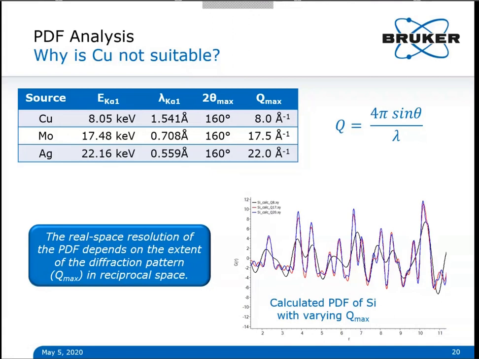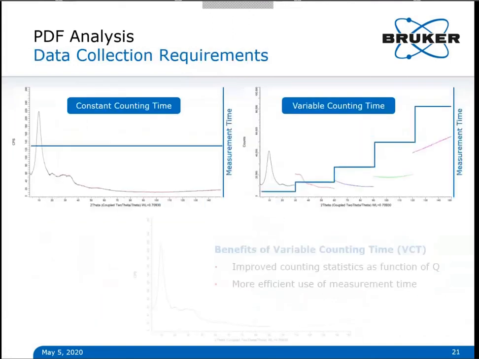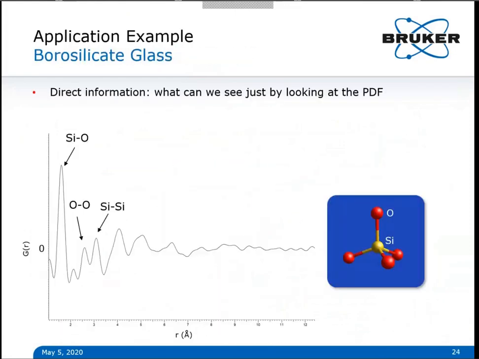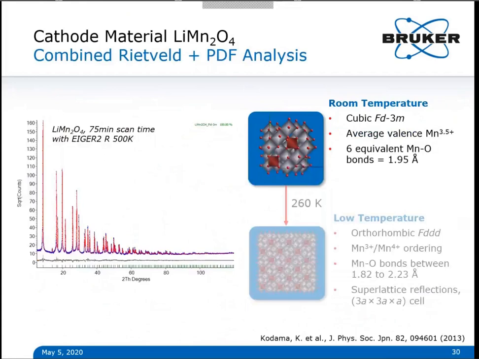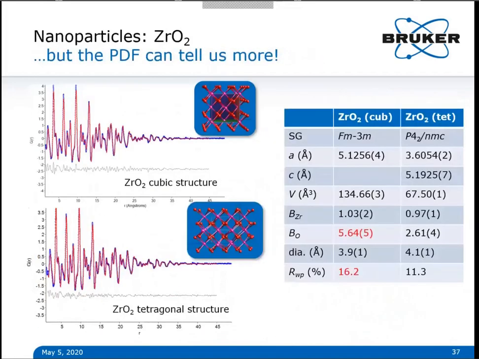Crystallites. So how to determine crystallite size by PDF? Well, that's actually rather straightforward. If we go to the last example, which is a nanomaterial, the zirconia nanoparticles, we can do this two ways. First, just by looking at the PDF signal, we can see that the signal goes to zero around 3.54 nanometers or so. So this gives us a direct indication about the crystallite size.